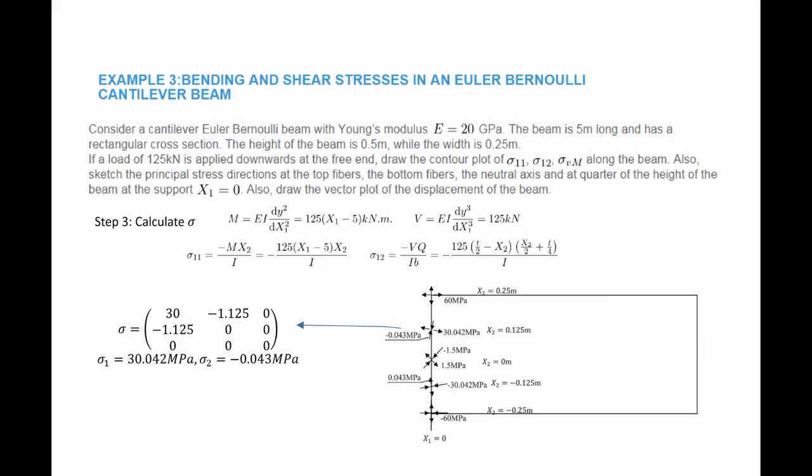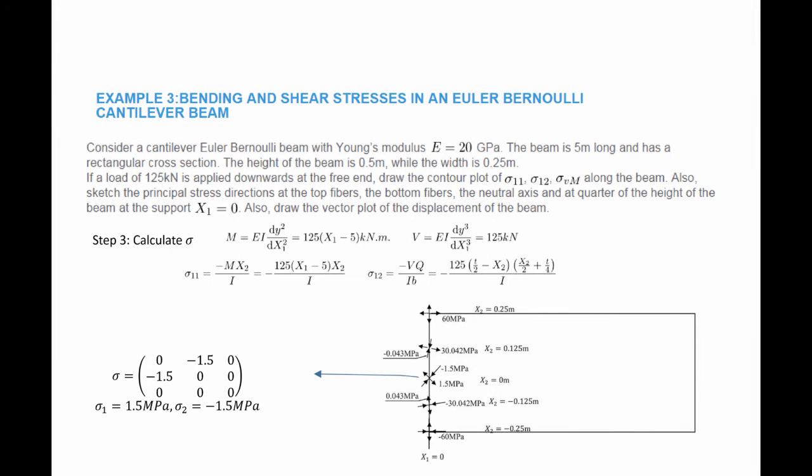Calculating the eigenvalues and the eigenvectors of this matrix, you'll find that sigma 1 is equal to 30.042 and sigma 2, which is the second principal stress, is equal to negative 0.043. And the orientation of the eigenvectors is shown here. This is the orientation of the maximum principal stress, and this is the orientation of the second principal stress of value negative 0.043.